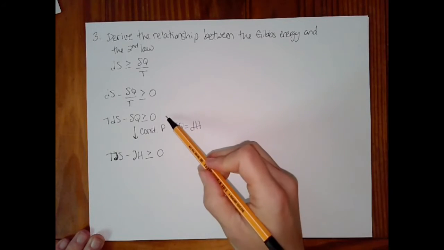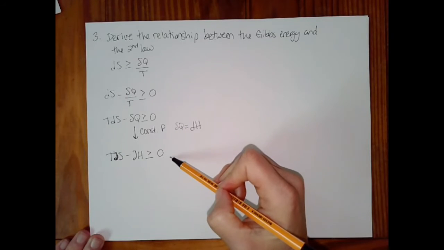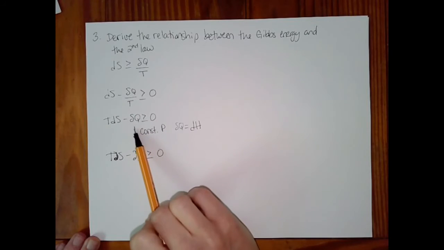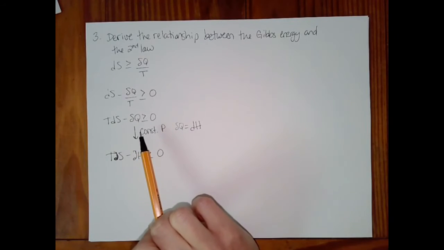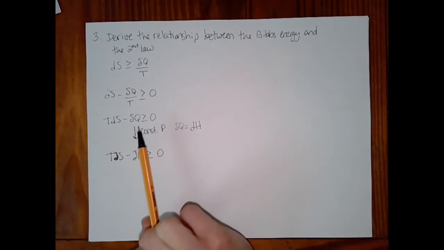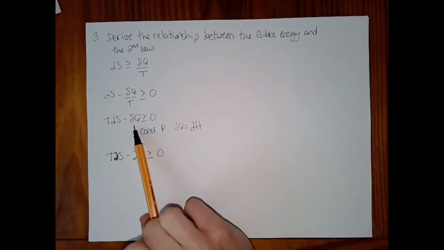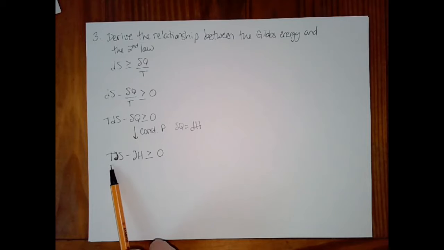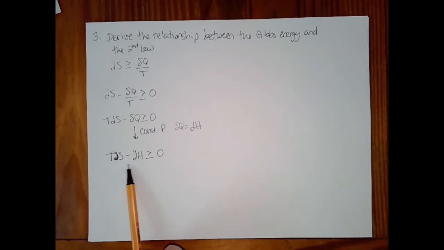Okay, something magical happened here. What happened was we had a path function here that depended on the type of process that we were using, and it also pertained to heat transfer from the surroundings. What I have here now is a version of the second law that is written entirely in terms of system state variables.